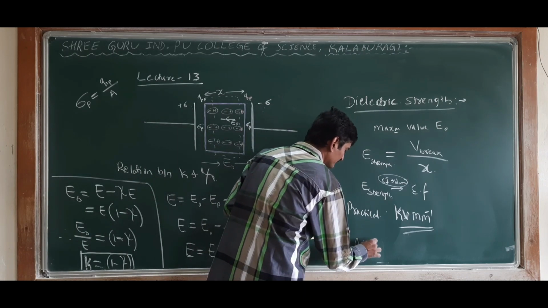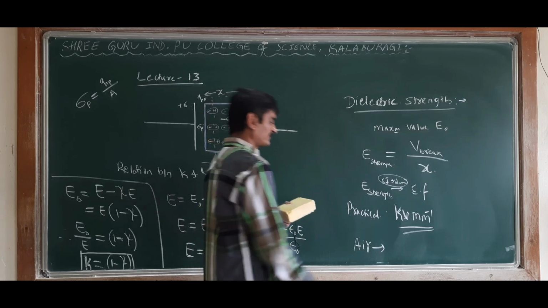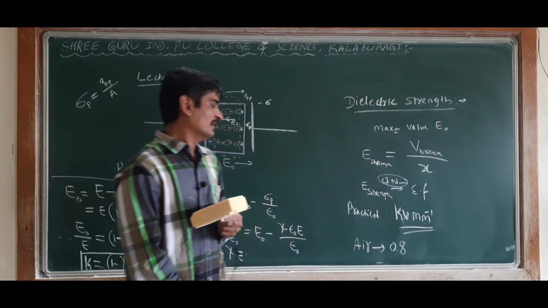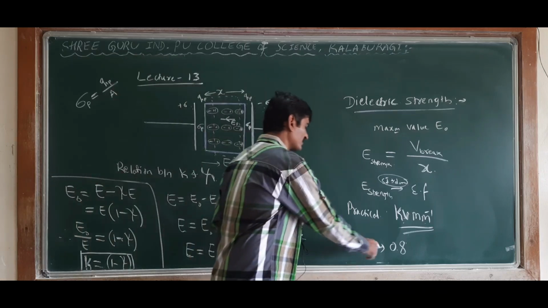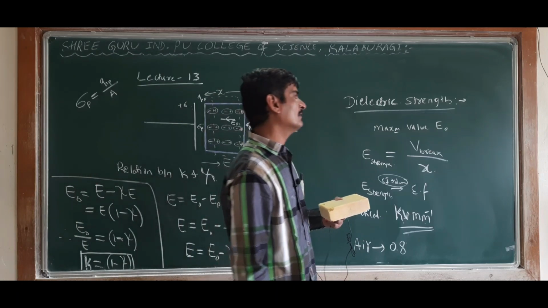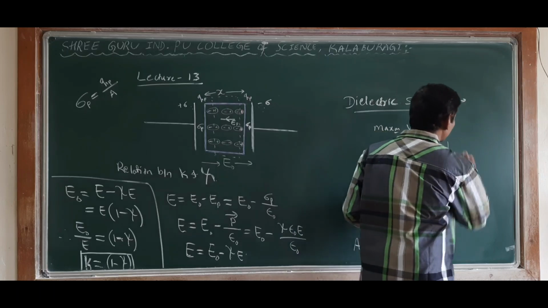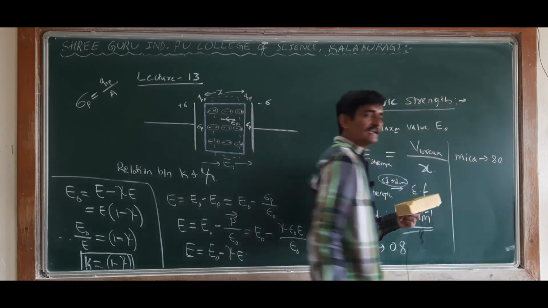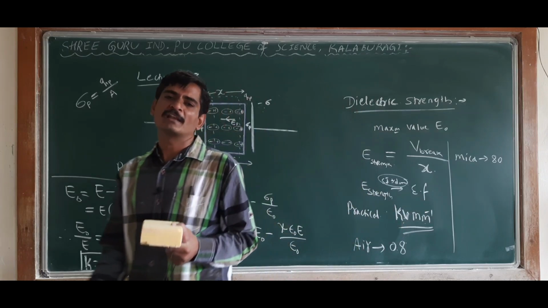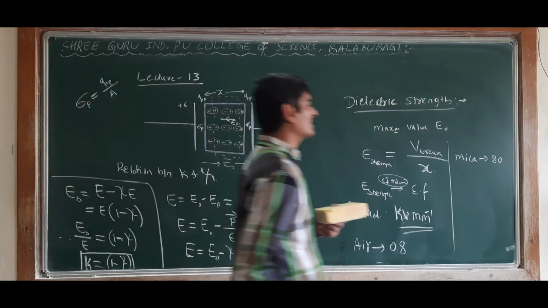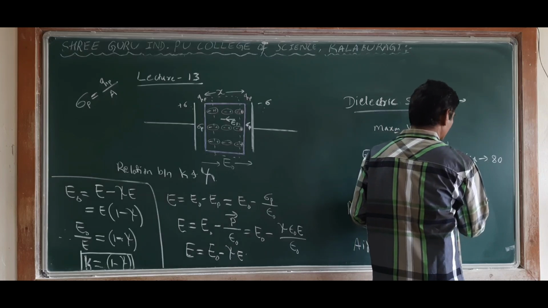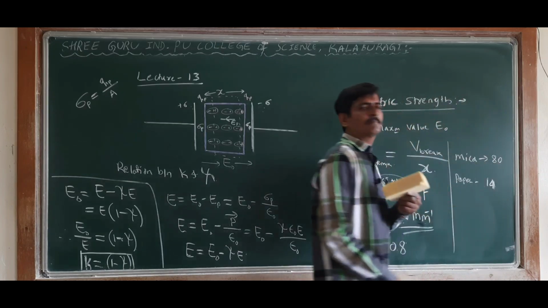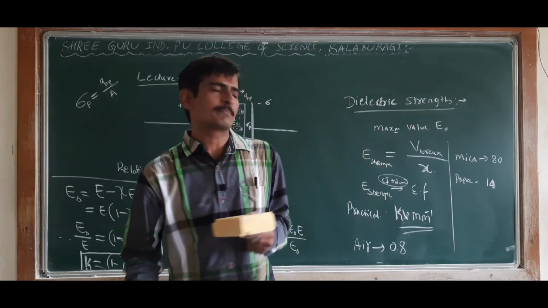For air medium, the dielectric strength of air is found to be 0.8 kilovolt per millimeter. The dielectric strength of mica is found to be 80 kilovolt per millimeter, and the dielectric strength of paper is found to be 14 kilovolt per millimeter.